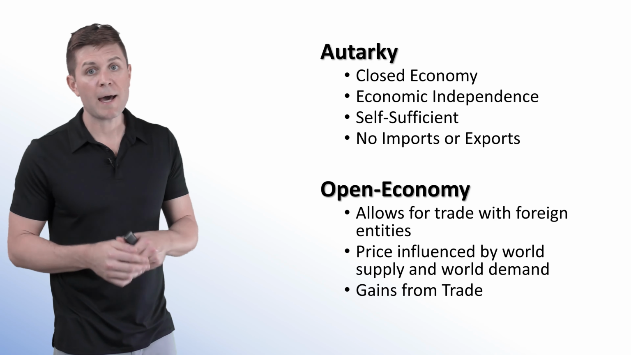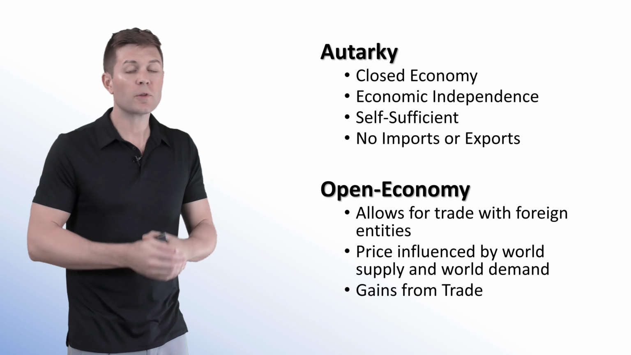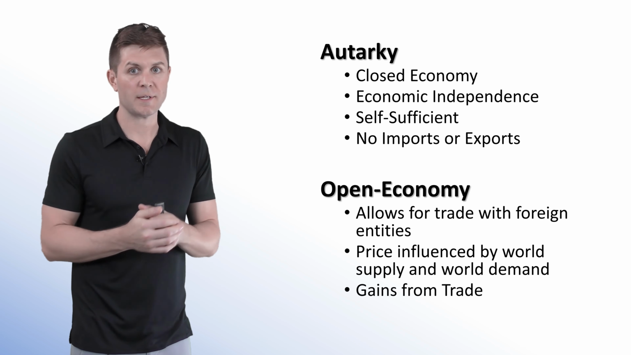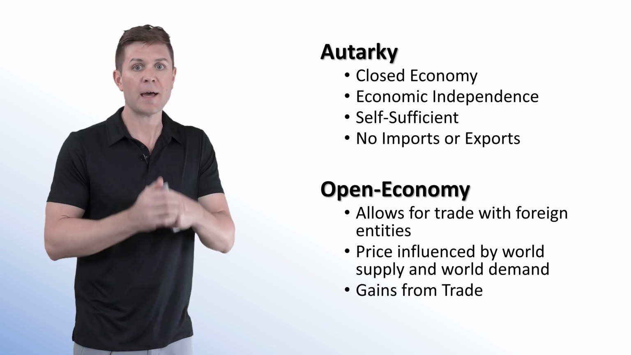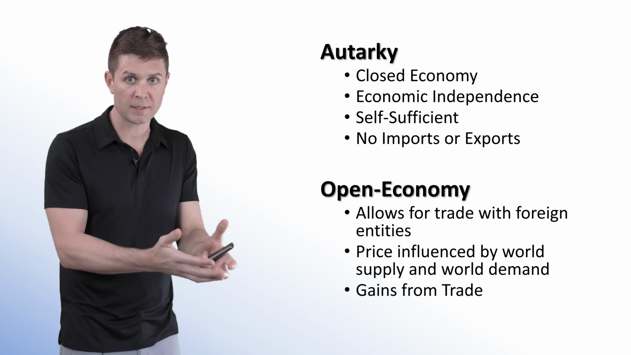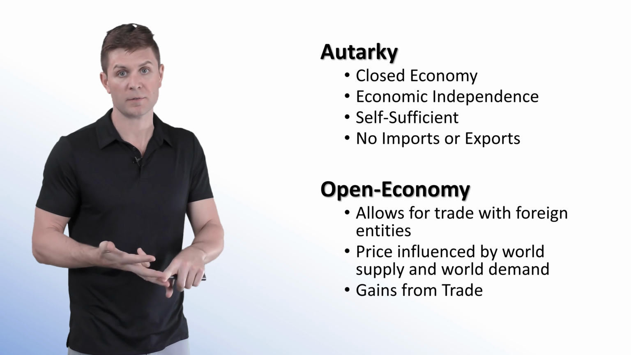Before we start looking at the models, we've got a few different vocab and ideas that we've got to get through. So the first word is autarky. This is a closed economy, a self-sufficient economy. Everything produced is done within the country itself, and they trade amongst themselves. They don't engage in any international trade. So there will be no imports or exports in an autarky.